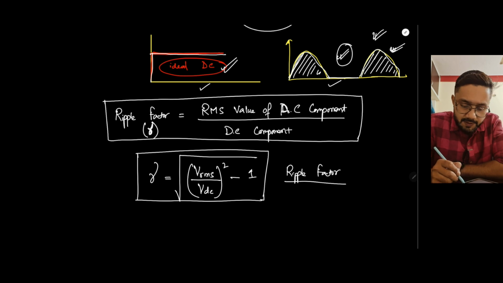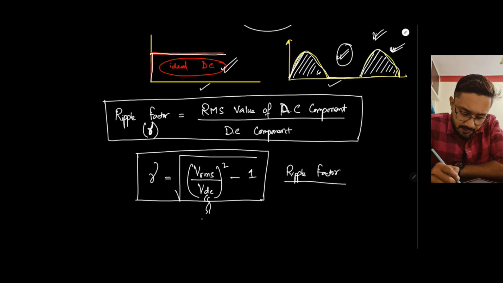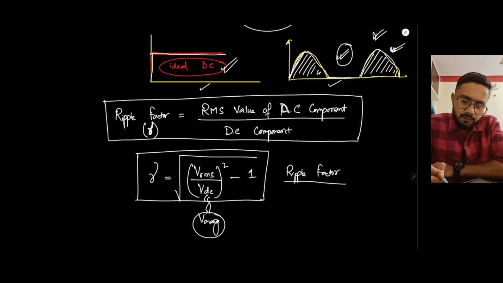So what is Vrms? Vrms means the RMS voltage of the output waveform of the rectifier. And what is Vdc? Vdc is the average value of the waveform, of the rectifier output, obviously. So basically we need to calculate the Vrms of the rectifier output and the Vdc of the rectifier output. Vdc is nothing but the V average, the average value of the waveform.